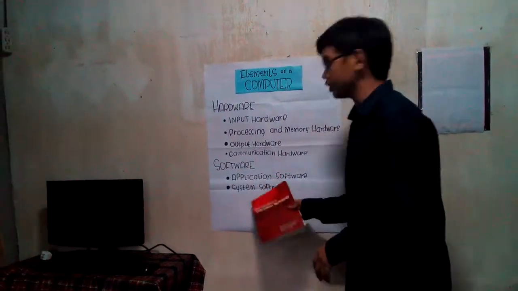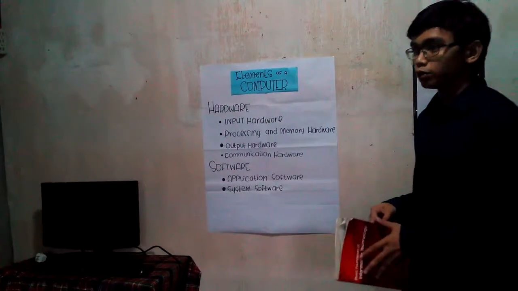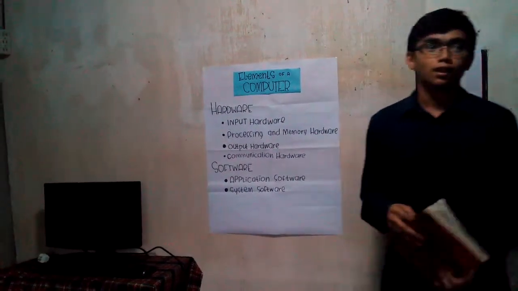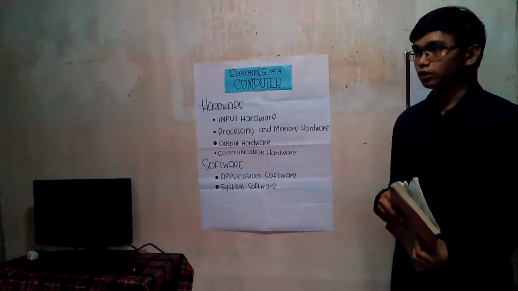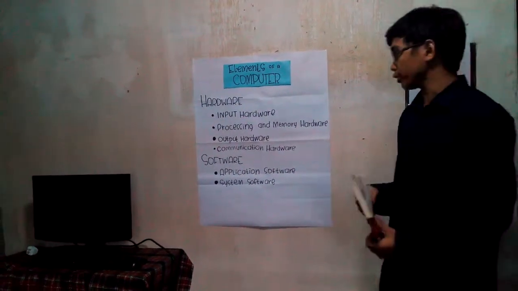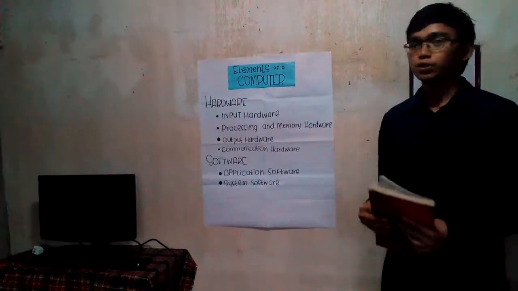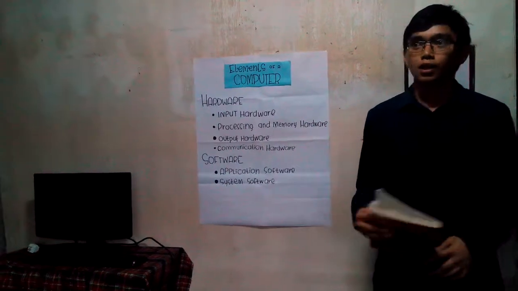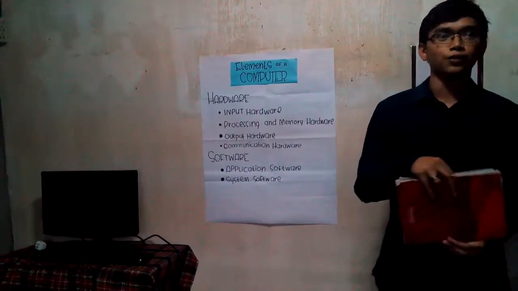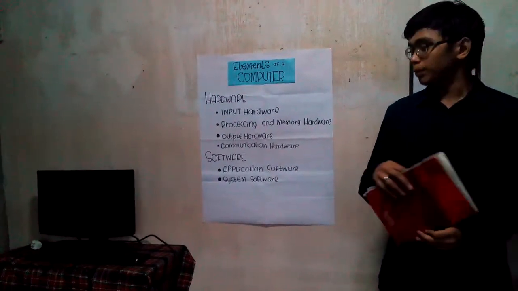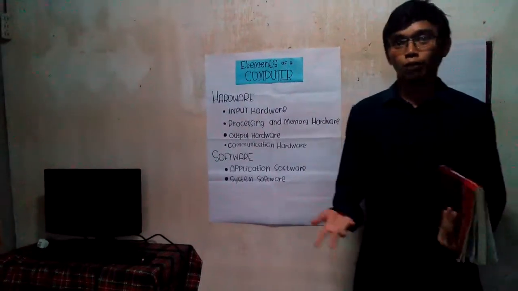And lastly is the system software. System software consists of several programs, the most important of which is the OS. The OS, or operating system, is the master control program that runs the computer. The famous OS now are Windows 7 and Windows 8. But in 2015 or 2016, they will produce Windows 10.